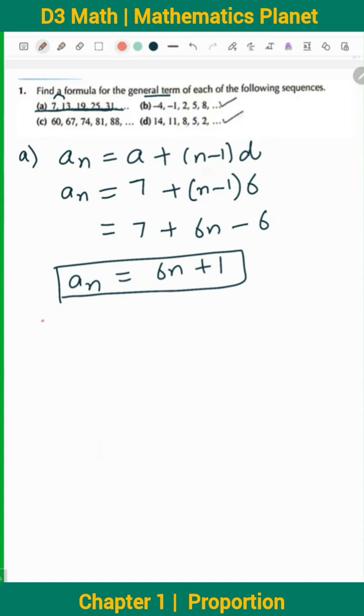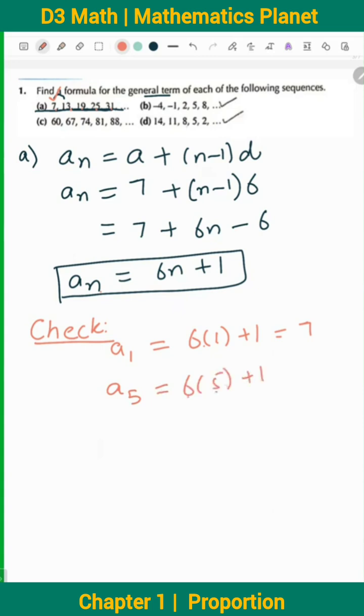Now let's check. This check part is just for understanding. This is not part of the question. If we put the value n equals 1, what should we get? 6 times 1 is 6. 6 plus 1 is 7. So we get the first value. Let's find the fifth value. A5 is equal to 6 into 5 plus 1. 6 times 5 is 30. 30 plus 1 is 31. So we get the fifth value.